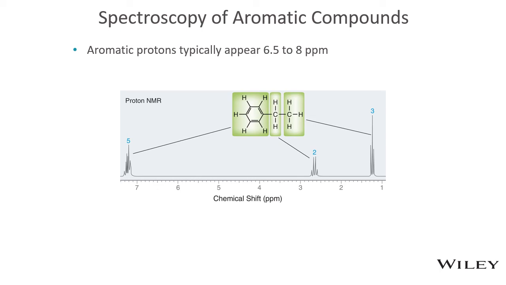Now, other types of protons that appear at high ppms are aldehyde protons, so the H directly connected to a carbonyl. This comes out at around 9 to 10 ppm, so it's even more deshielded than an aromatic proton. And also carboxylic acid protons, specifically the one directly connected to the oxygen. These come out at around 10 to 12 ppm. So these are the main types of protons that appear at very high chemical shifts. Most other types of protons will appear at chemical shifts less than 8 ppm.